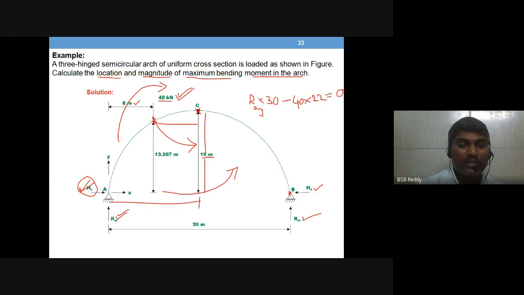So now let us see what is required for finding the maximum bending moment other than support reactions. It is okay that you write R_Ay into this distance that is given as 8 meters, and H_A into this distance, which is Y, which is not known to you. This value must be evaluated. This is not given data, remember. So how to find this Y value?